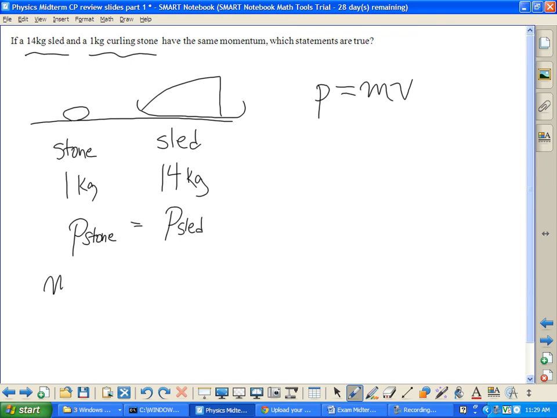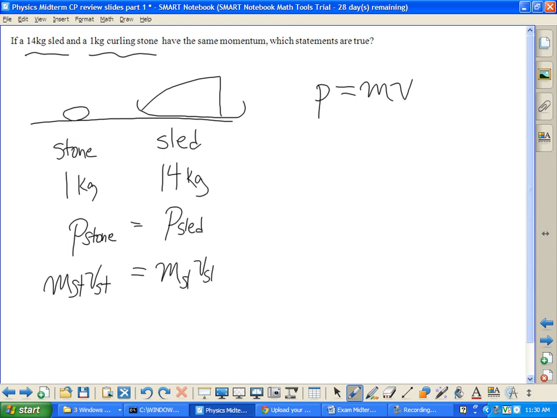Which of the statements are true? That means the velocity, yeah. Can you do less than and equal to, or can you do less than signs here? So the mass of the stone times the velocity of the stone is going to be equal to the mass of the sled times the velocity of the sled. That is so true. So that means, alright. That's it.